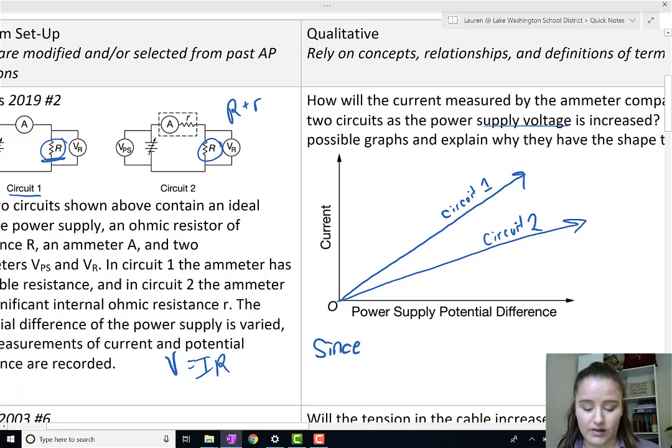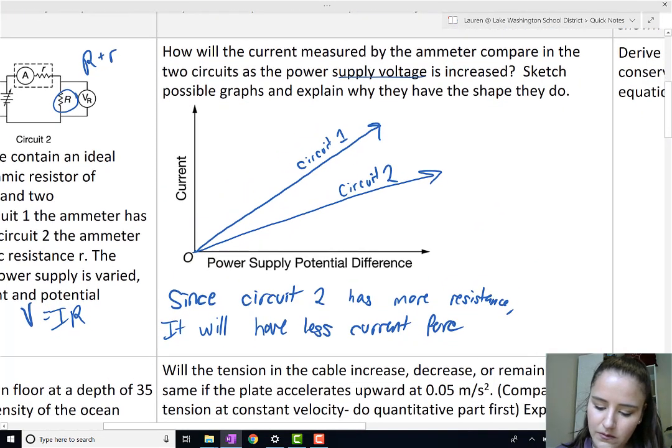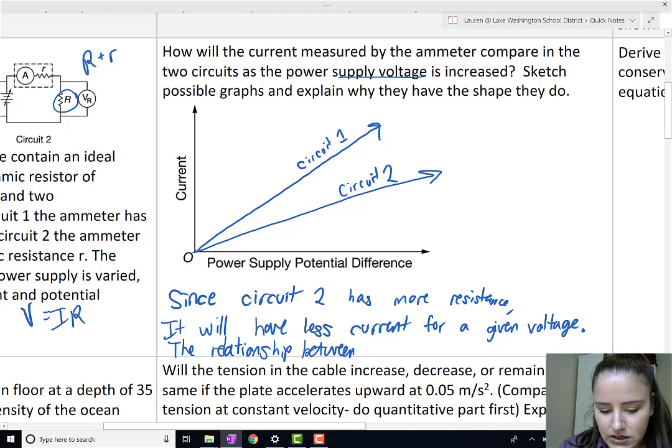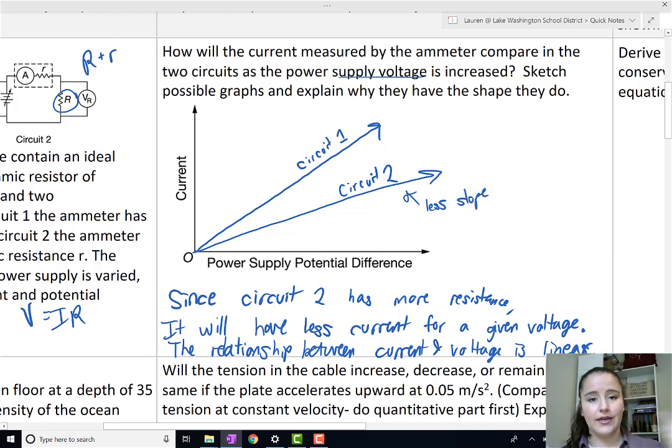So, explaining it qualitatively: since circuit two has more resistance, it will have less current for a given voltage. The relationship between current and voltage is linear. So I explained why circuit two has a lower slope, and why they both are linear. So check on my qualitative explanation.